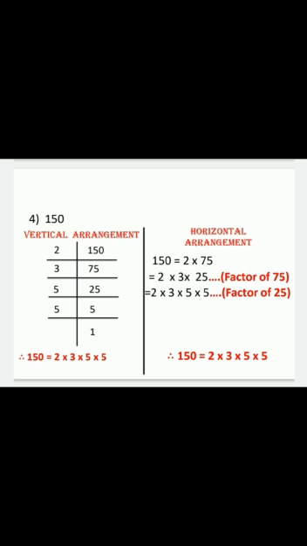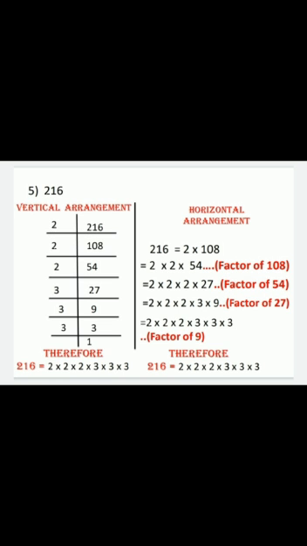In horizontal arrangement, 150 is equal to 2 into 75. Then the factors of 75 is 3 into 25. So you will write 2 into 3 into 25. Then factors of 25 is 5 5s are. So you will write 2 into 3 into 5 into 5. Therefore the prime factors of 150 is 2 into 3 into 5 into 5.